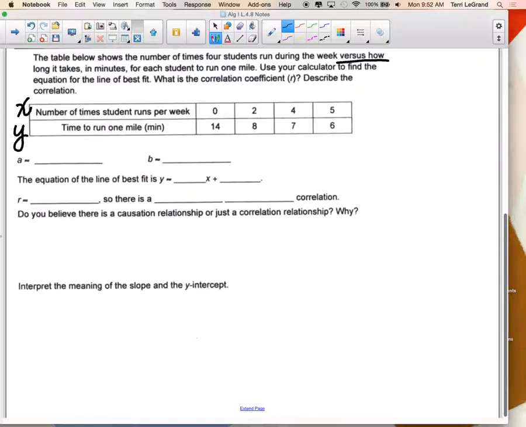And then after you've done that, let's just stop for a bit and think about if there was a relationship between these two things, what type of relationship do you think there would be?